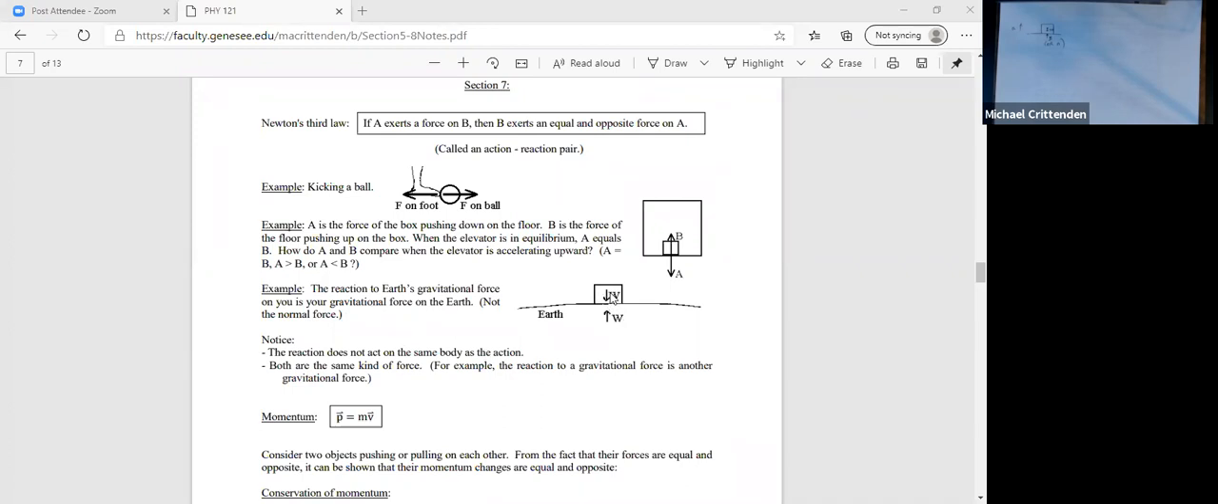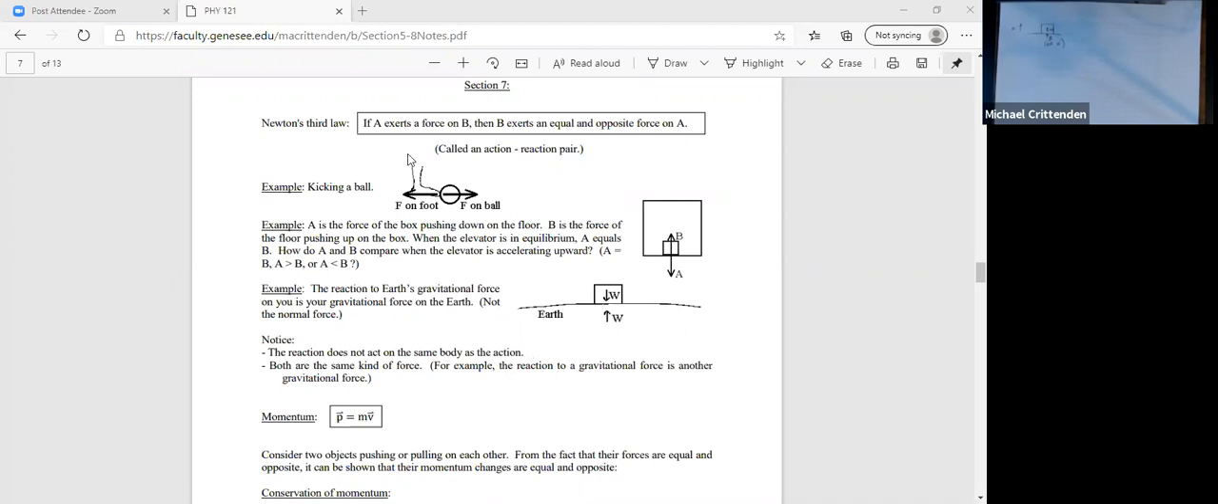The reaction to my weight is not the normal force. Yes, as I sit here, the normal force equals my weight. That's because of Newton's first law, not the third. I am an object at rest remaining at rest, and so the forces on me have to balance out. The force down has to equal the force up. If I was riding in an elevator, my weight would not equal the normal force. That was the previous question that I just got done talking about. So the reaction to a force on me is not another force on me.